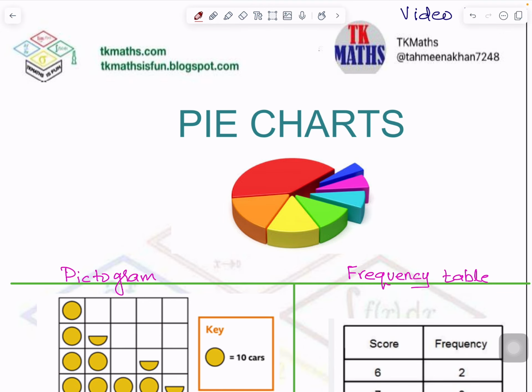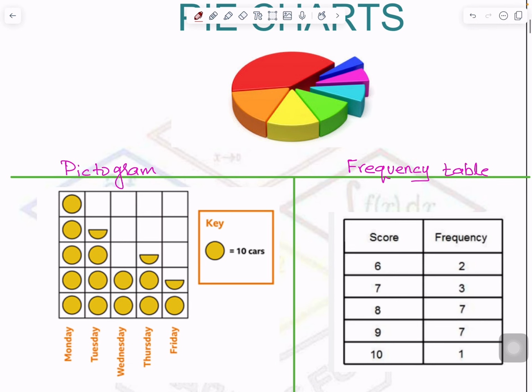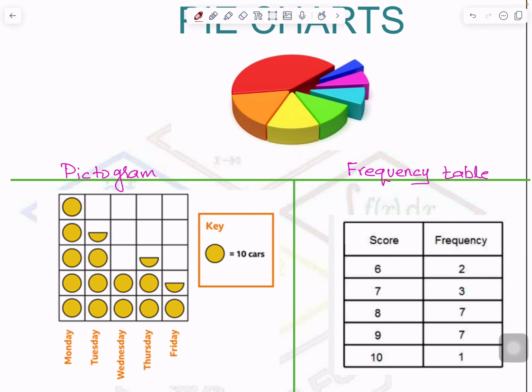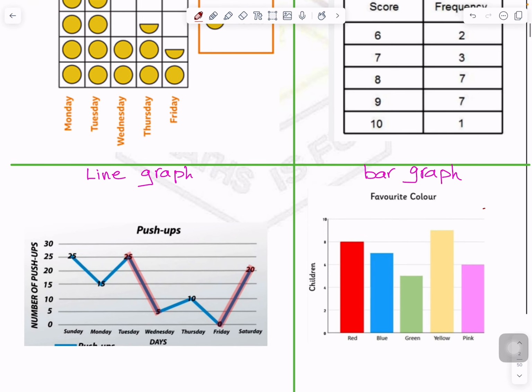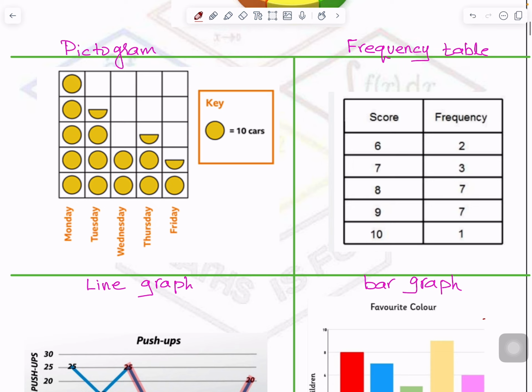So basically in statistics there are different ways of presenting data. Data is the information we are gathering. So for example, you study pictogram. I have given here the types and the name so that you can relate. Pictogram, frequency table, line graph, bar graph. So if you see here, the names are written here. Okay, for example, if I see in pictogram, they are talking about cars. Now, what information about cars we don't know here right now.